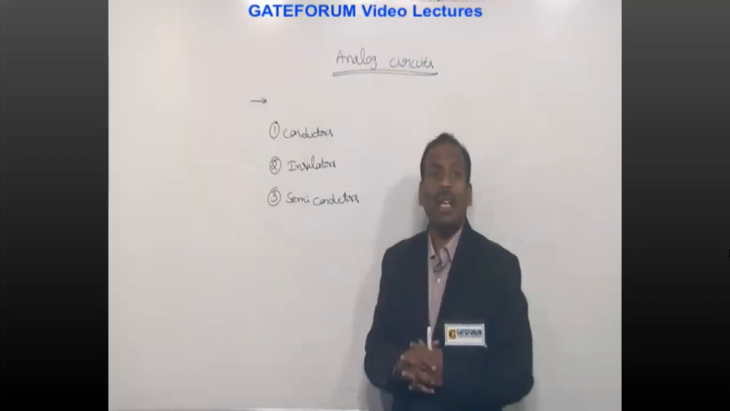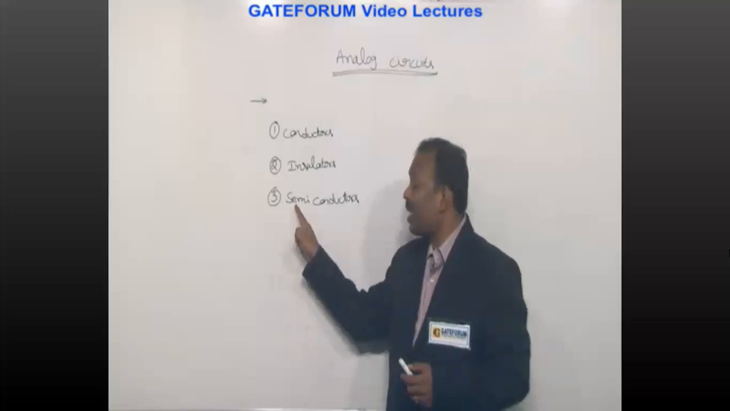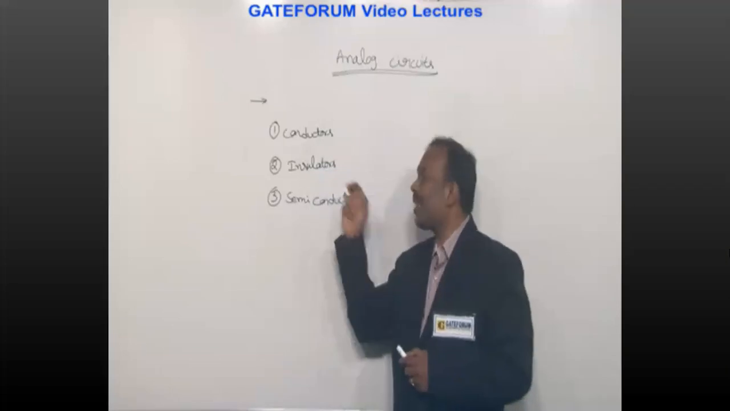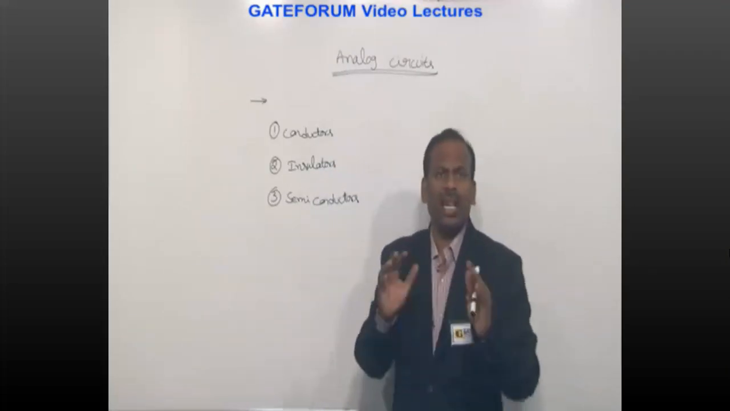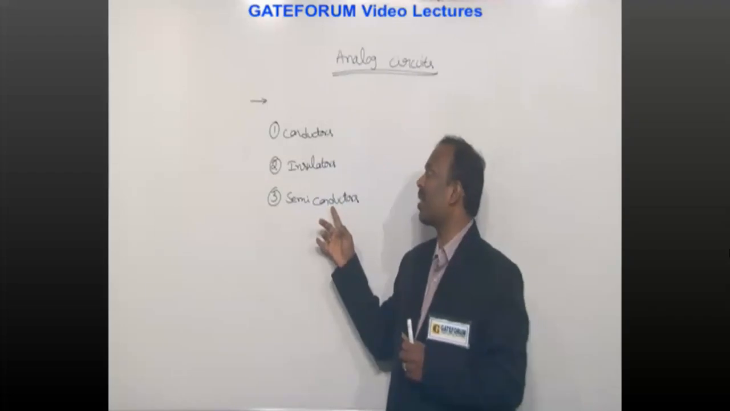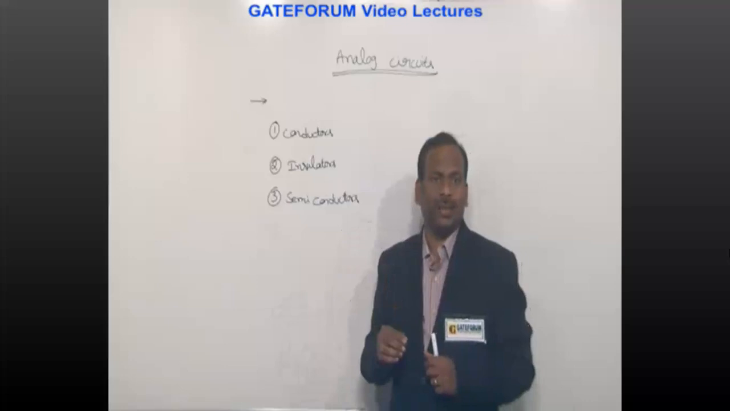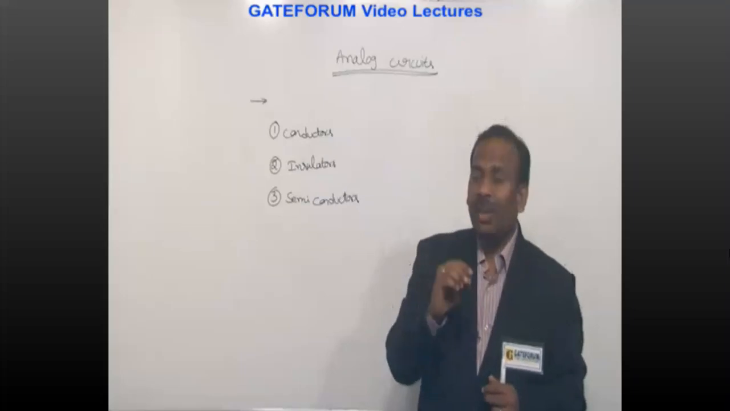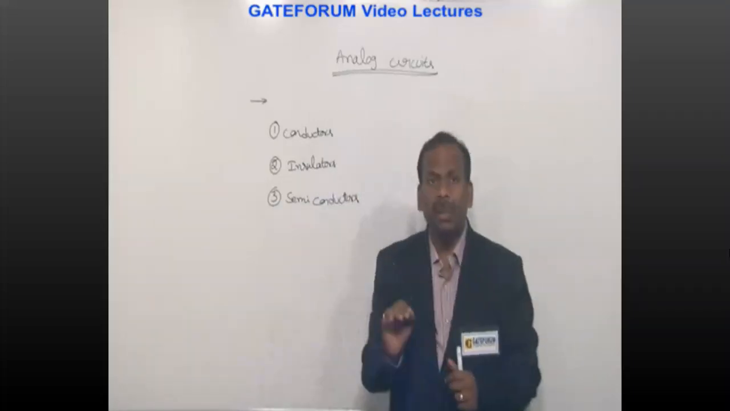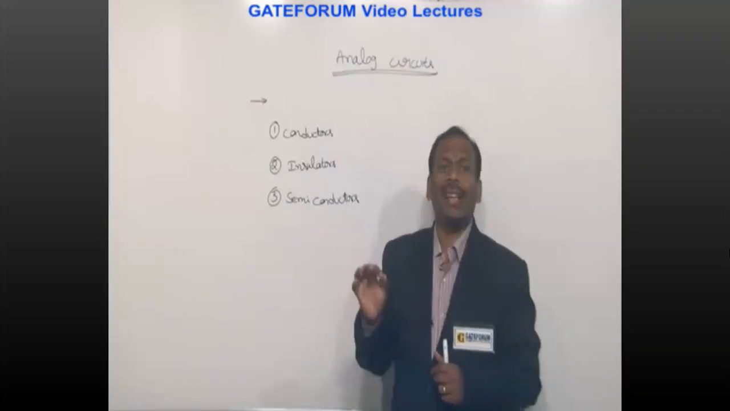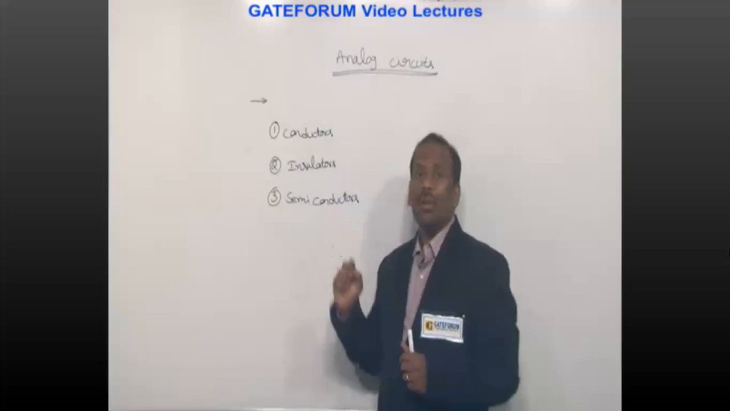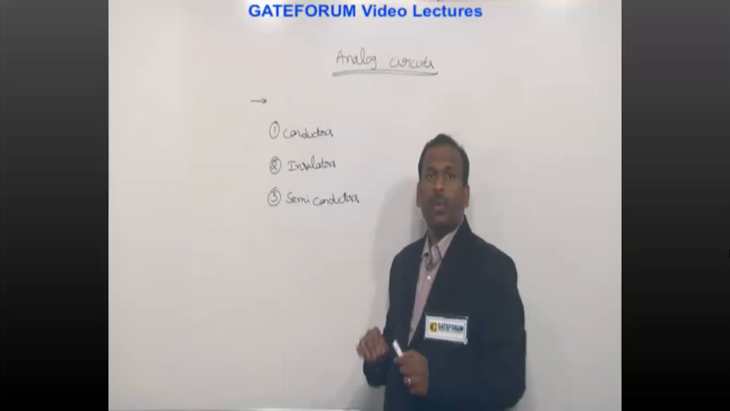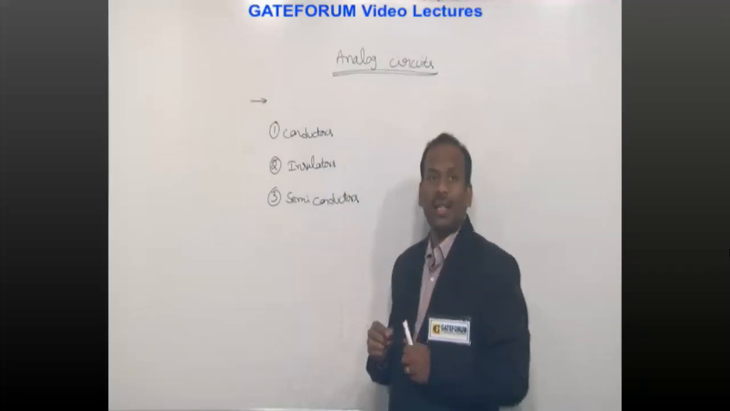But for us, the important one is semiconductors. The name itself suggests it: the conductivity is less than conductors and greater than insulators. That means some electricity is going to conduct in semiconductors, but it is not equal to conductors. Semiconductors are those whose conductivity of electricity lies between conductors and insulators. Once again, I'm repeating, semiconductor conductivity lies between conductors and insulators. Entire electronics deals with such semiconductors.